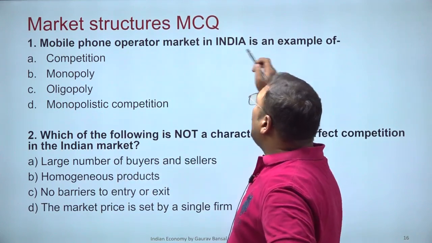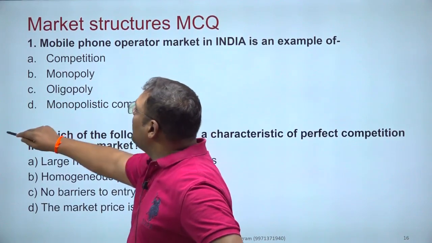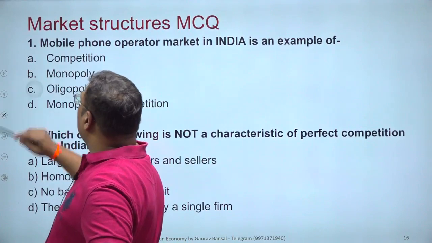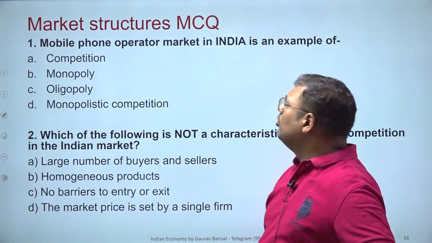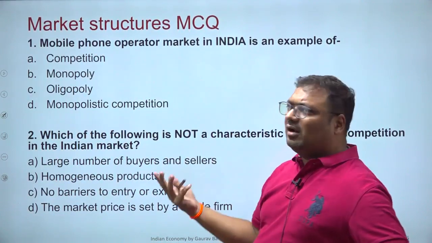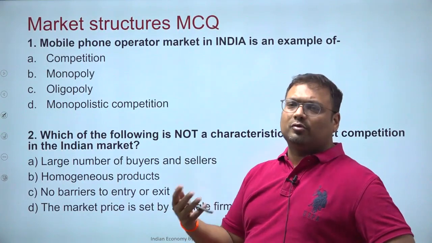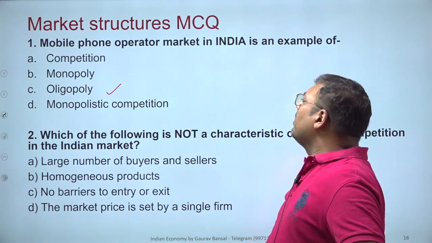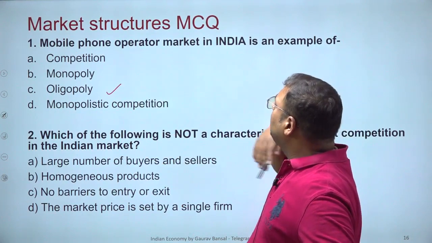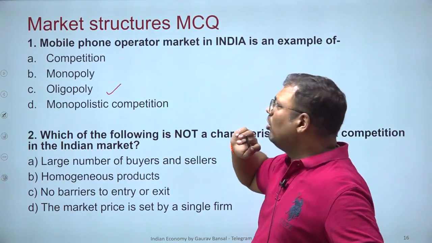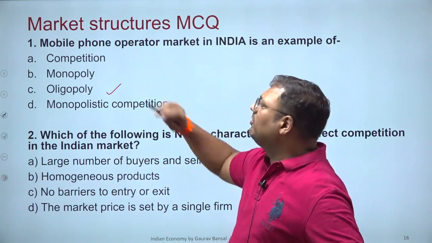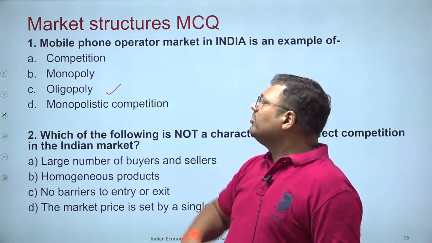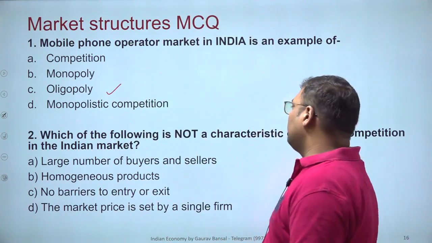Now, mobile phone operator market, not the mobile phone handset, mobile phone operator. So there are a few companies only. Okay, Airtel, Jio, Vodafone. So when there are few producers or few sellers, it is oligopoly. Okay, perfect competition is when there are a lot of sellers, a lot of firms. Monopoly, single firm. Monopolistic competition, a lot of firms with different brand names. So C is oligopoly. Example.